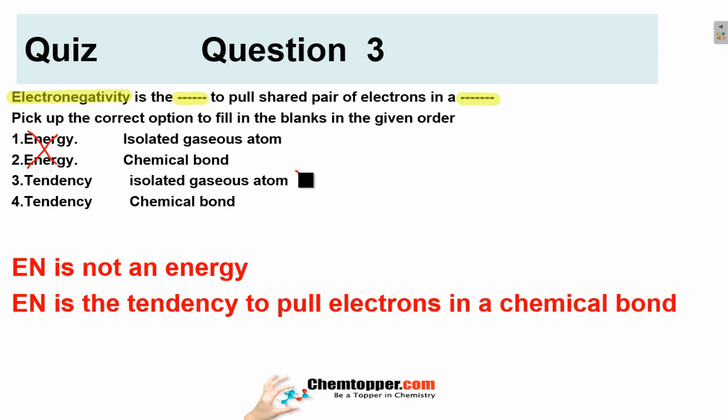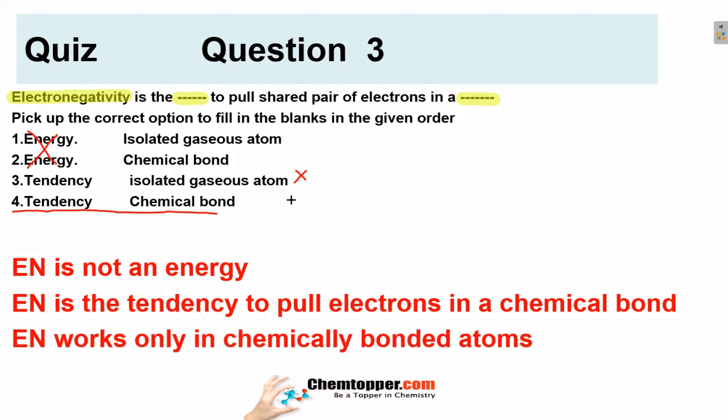So what is the correct option? Option 4 is the correct option, because we talk about electronegativity only in chemical bonds. A is bonded to B and B is more electronegative than A because it's exerting more stronger attractive pull on the shared pair of electrons. So we never talk about electronegativity in isolated gaseous atom. So the answer is 4.